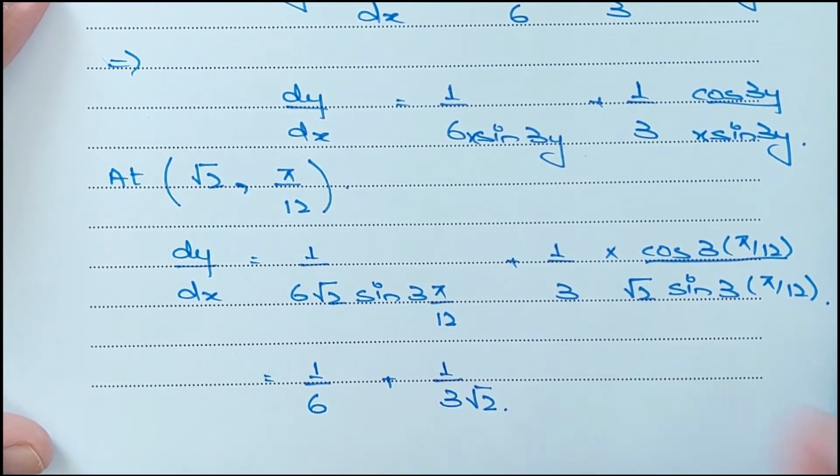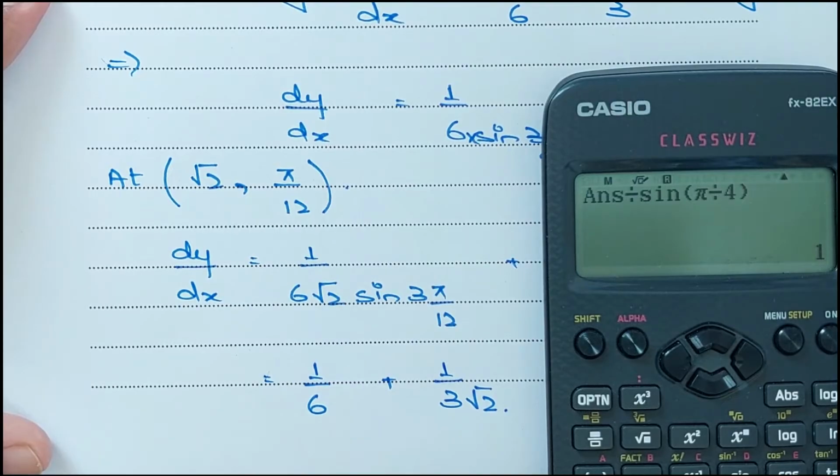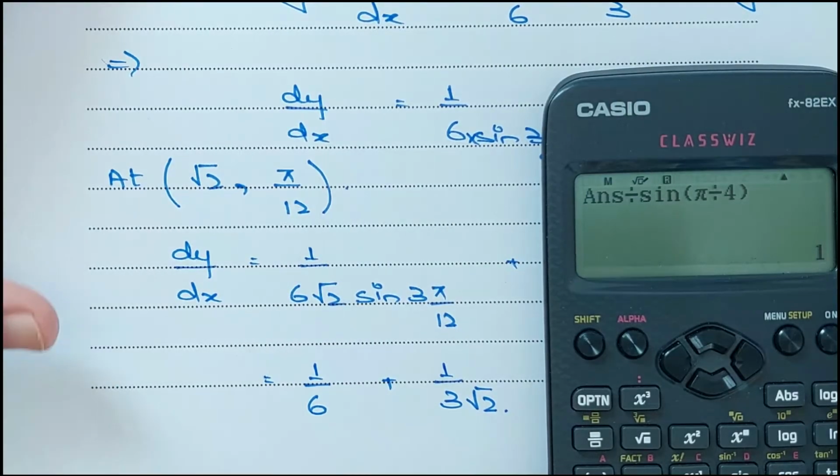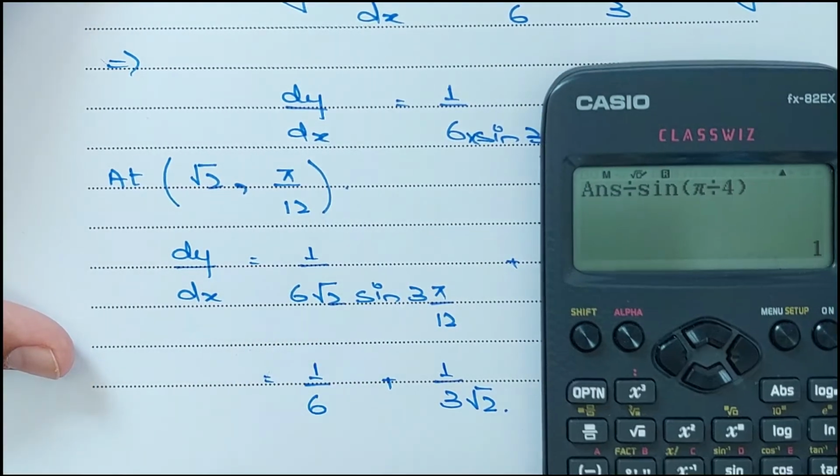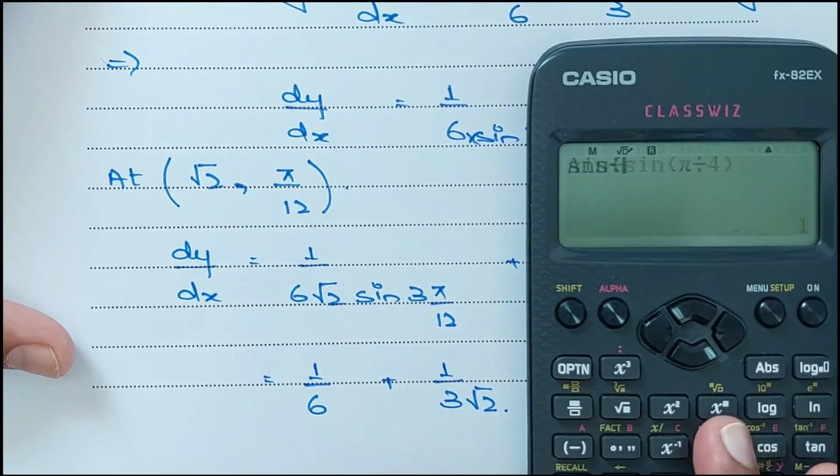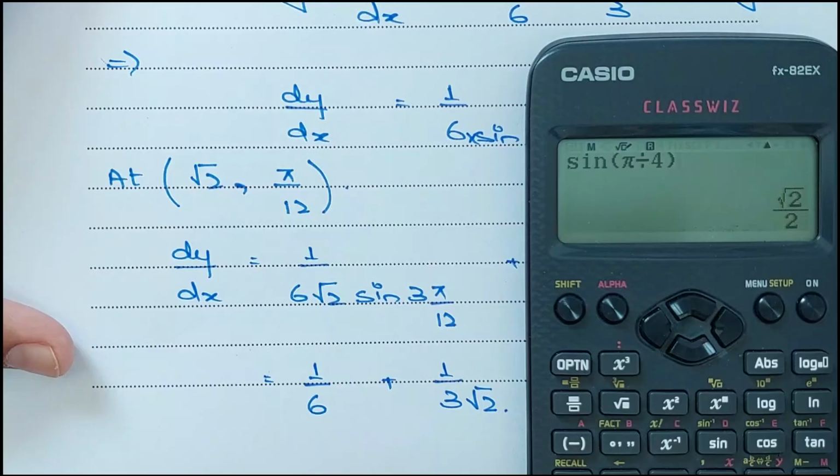Okay, so we have 1 by 6 plus 1 over 3 square root of 2. Let me keep this in terms of square root of 2. What is sine pi by 4? Square root of 2 over 2. So basically 1 over square root of 2.